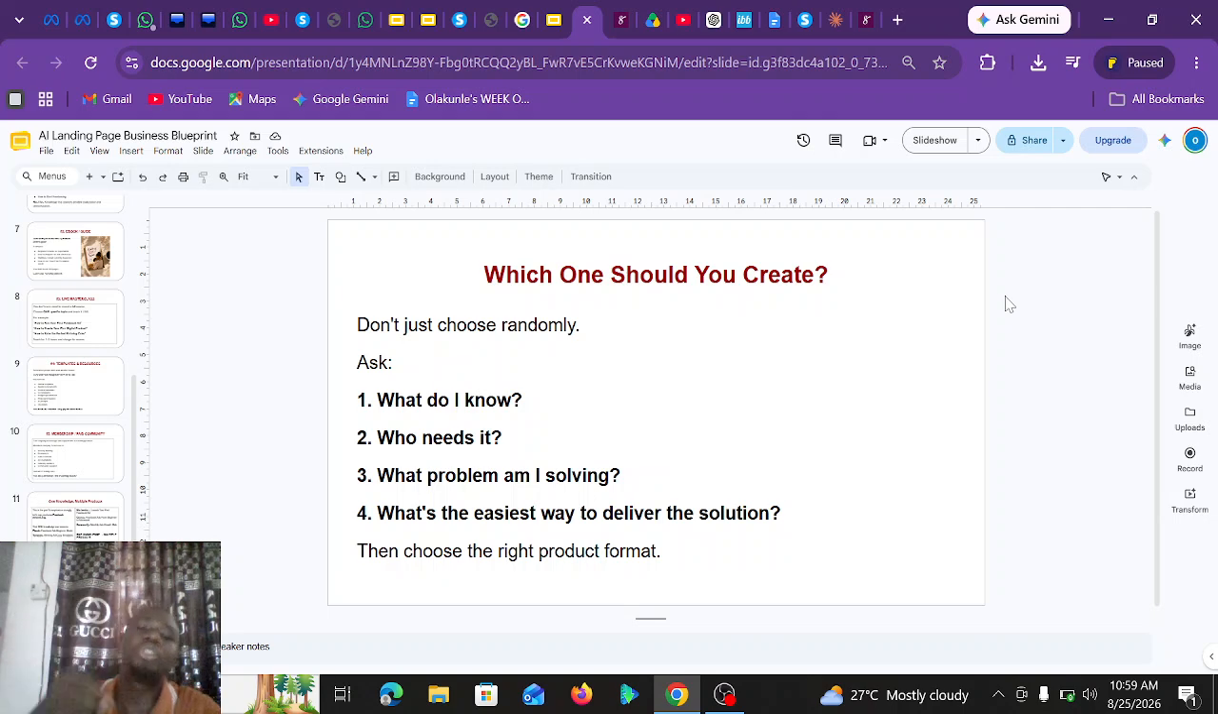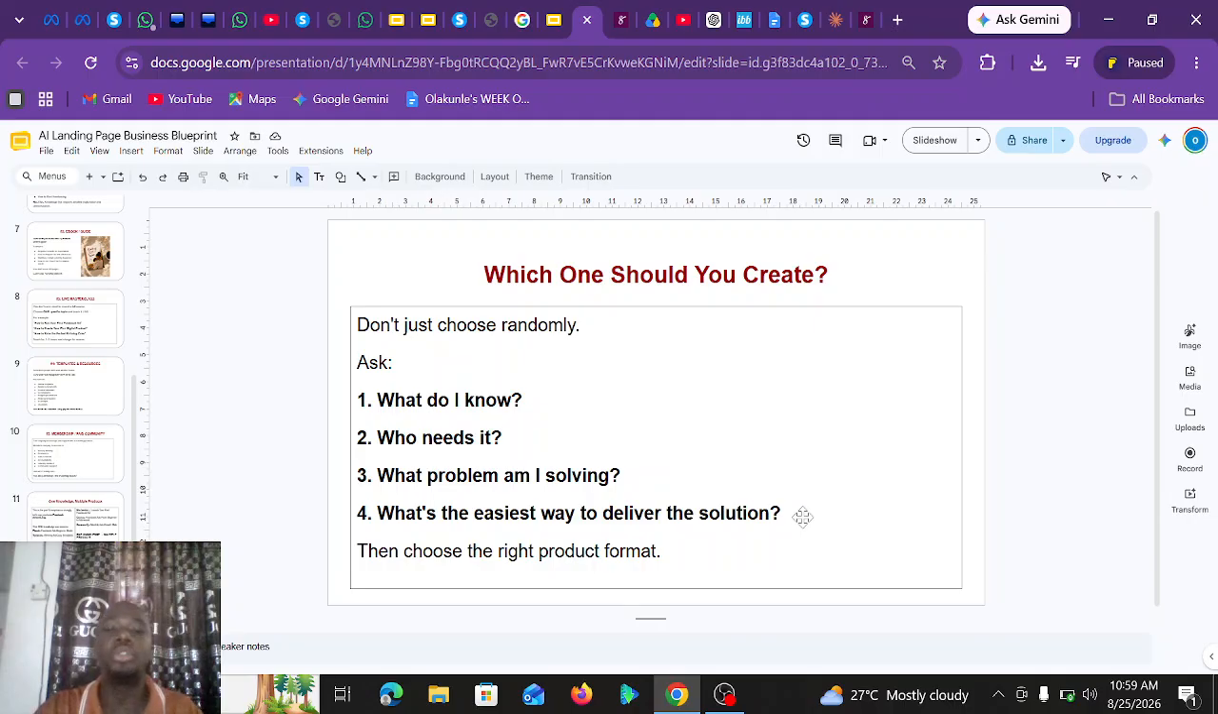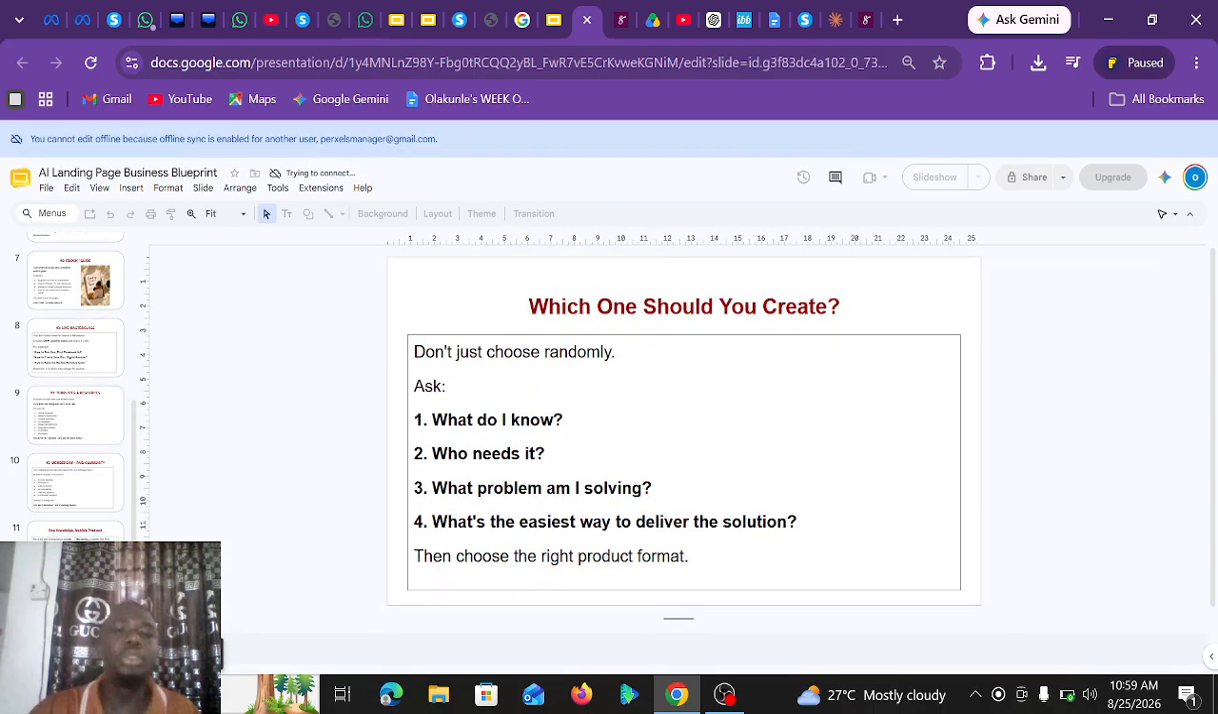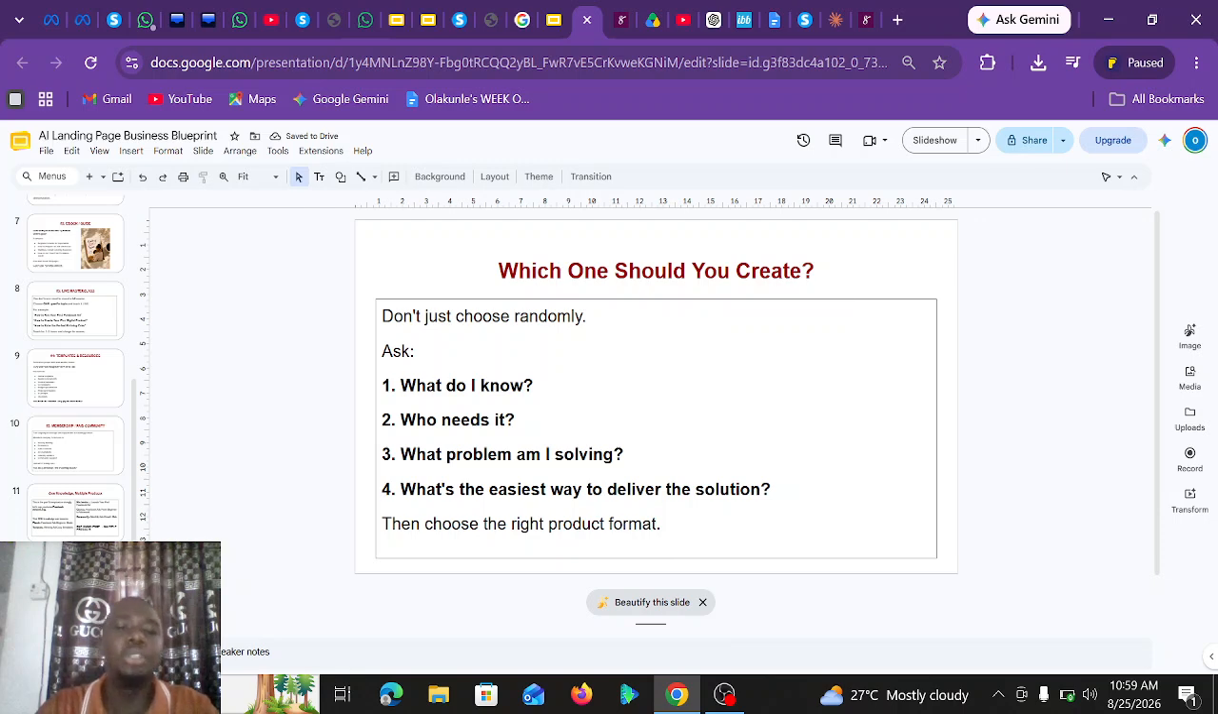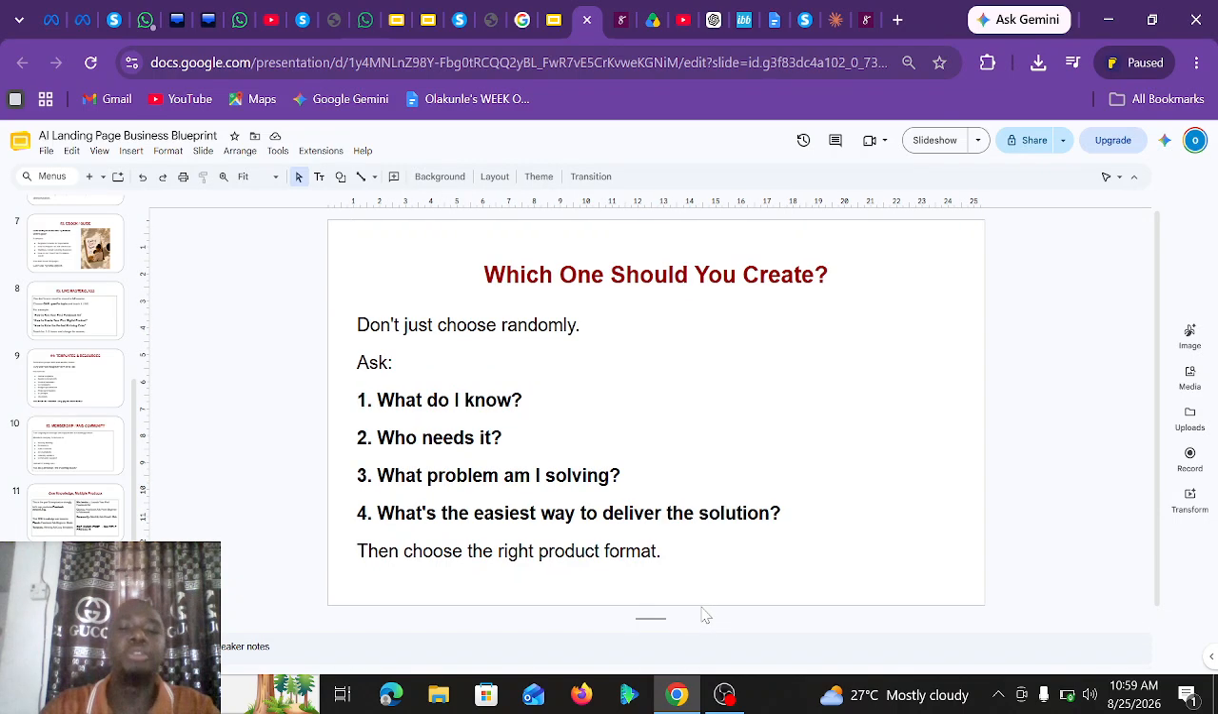What is the easiest way to deliver the solution? This is the common one. What is the easiest way to deliver the solution, depending on those that are going to buy it? Once you know your target audience, you'll be able to know the way you can deliver your solution. So if your target audience is familiar with Google Drive, you should create an online course. If they love reading, you should create an ebook, right? So it depends on your target audience. Once you know your target audience, you know how to deliver your digital product, and that will inform the kind of digital product that you should create, right?